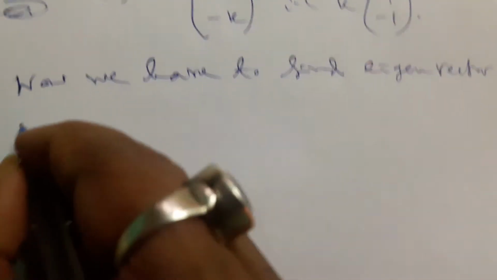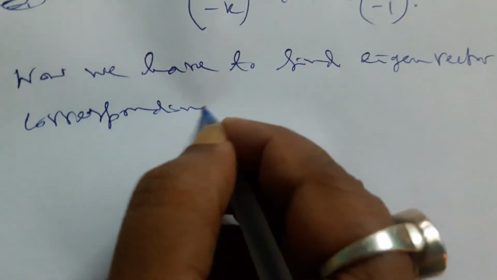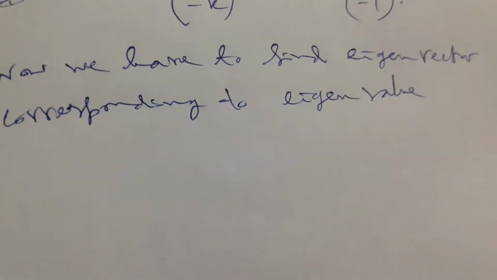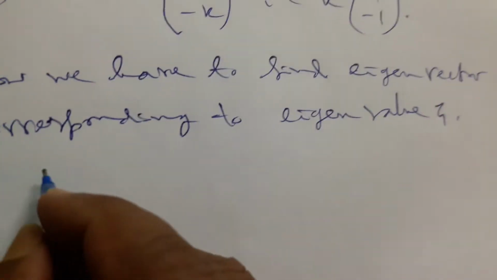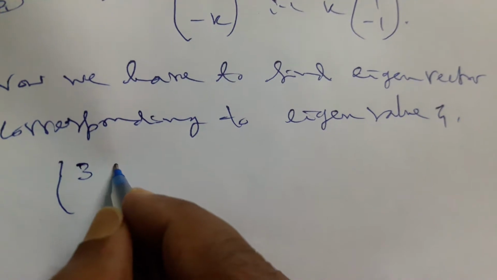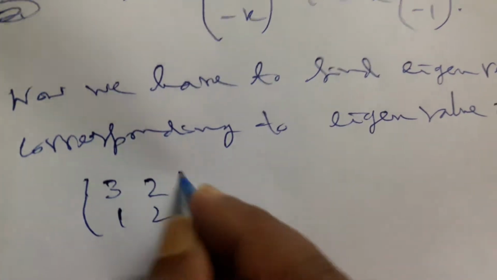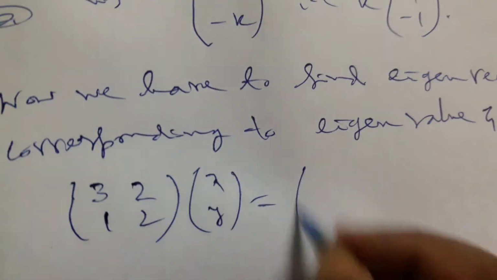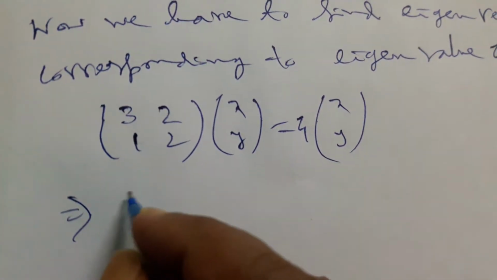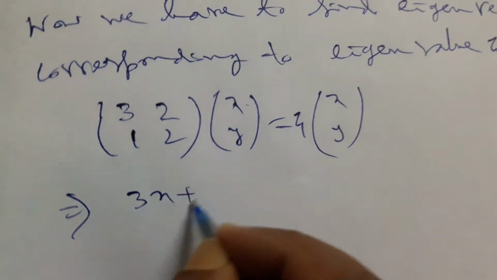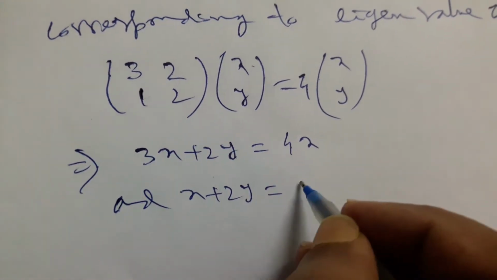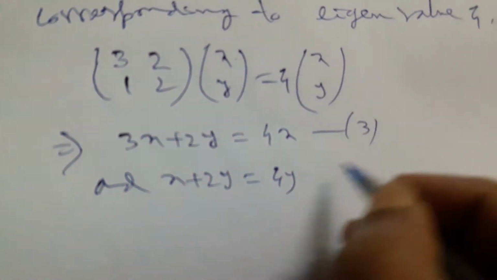Now we have to find the eigenvector corresponding to eigenvalue 4, that is AX equals lambda X. Similarly, A is 3 2, 1 2, times (x, y), equals 4 into (x, y). By matrix multiplication, 3x plus 2y equals 4x, and x plus 2y equals 4y. Taking these as equations 3 and 4.